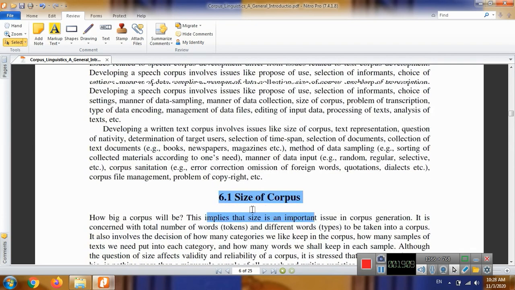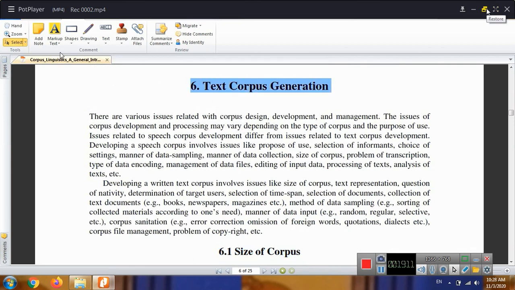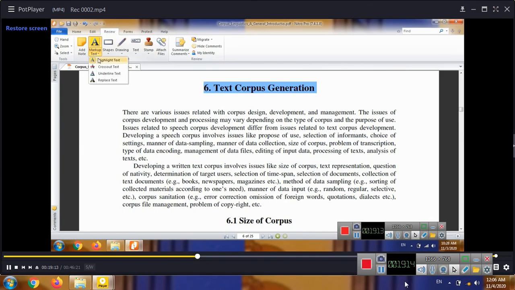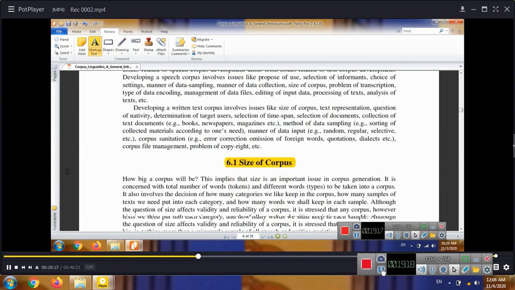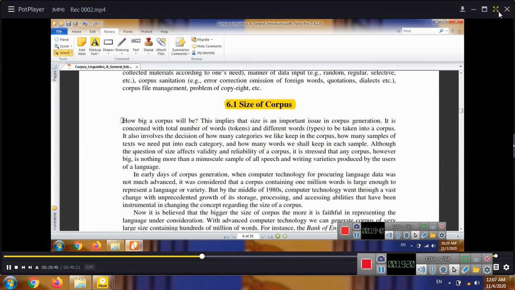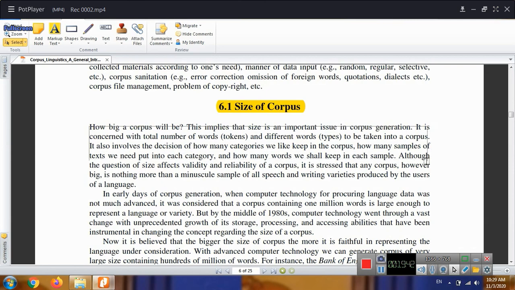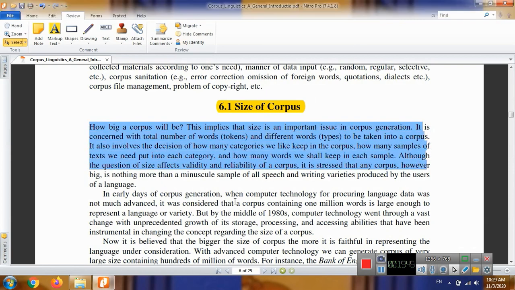But what about the size of corpus? This part is important too, and I highlight it for you. Size of corpus. We will be familiar with such points. How big a corpus will be? This implies that size is an important issue in corpus generation.